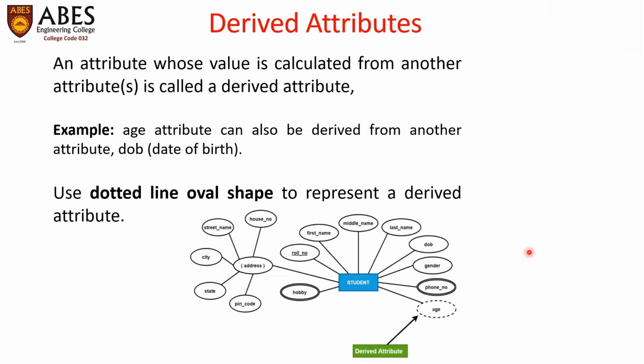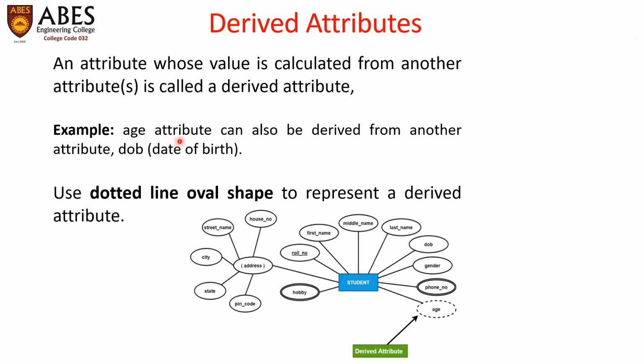Next, we have derived attributes. Any attribute which can be calculated from any other attribute is said to be a derived attribute. For example, we can have age. If we know the date of birth of a particular student and we know the current date, we can calculate the age from it.